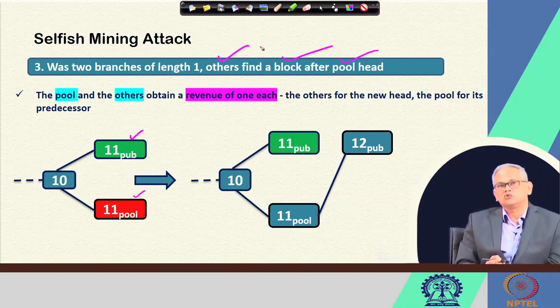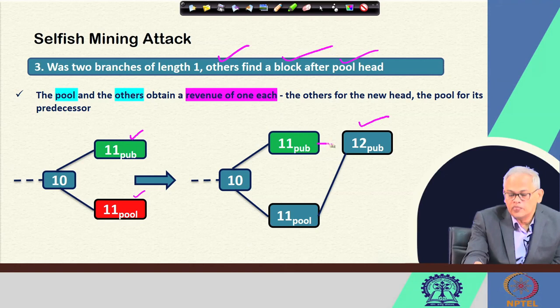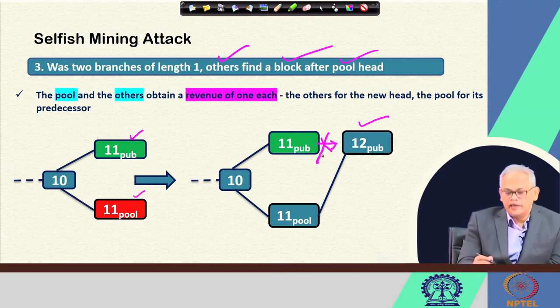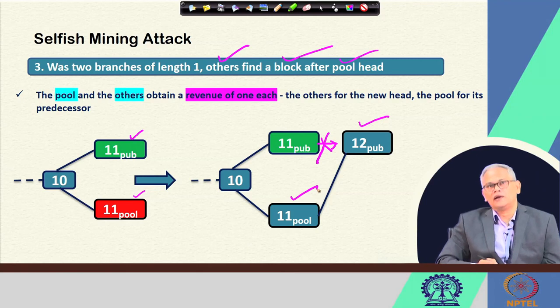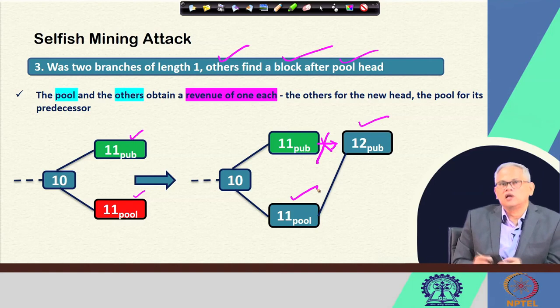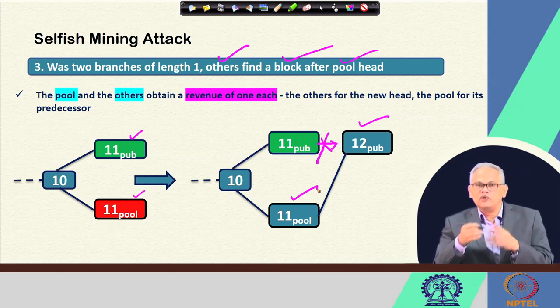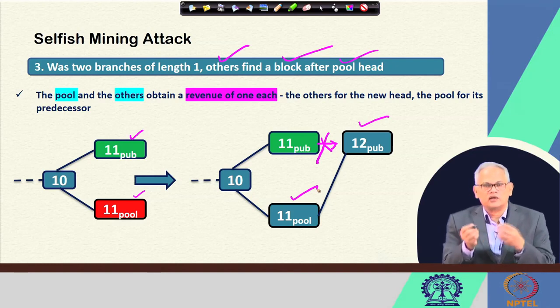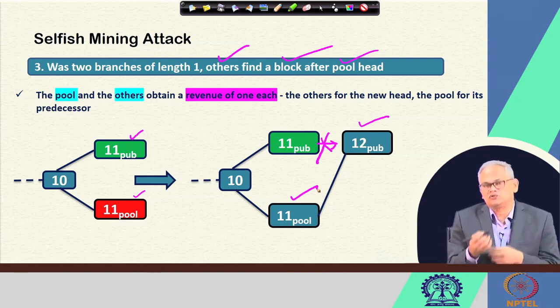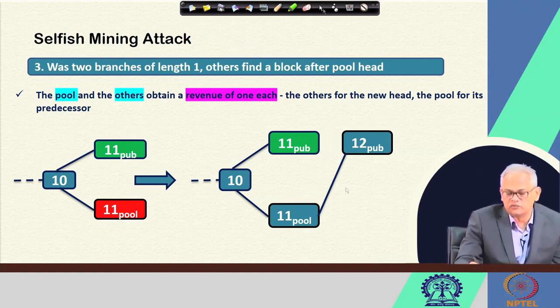So, what it means is that those who found the new block will get revenue for it, but because it has been added after 11 pool and not after 11 pub, the reward for 11 pool will go to the attacker. So, that is what it says: the pool and the others obtain a revenue of 1 each, the others for the new head which is 12 pub, and the pool for its predecessor which is 11 pool. So, by this time you must have got a feeling of what the attacker is doing, how the attacker is playing with the blocks that it is generating and then divulging them when it feels that it makes sense to divulge and get some revenue.